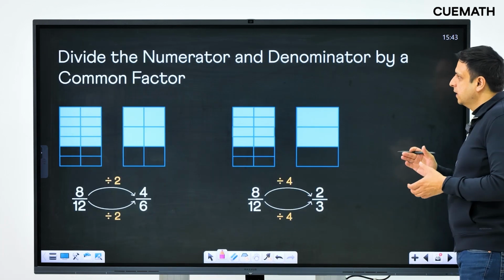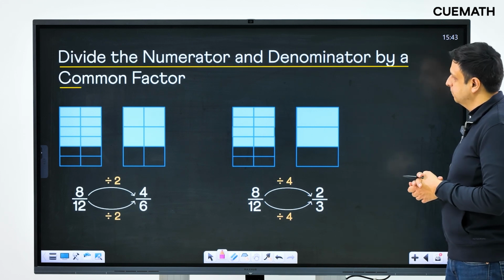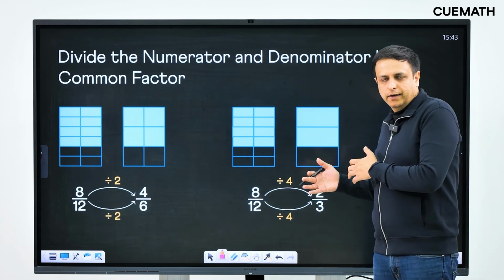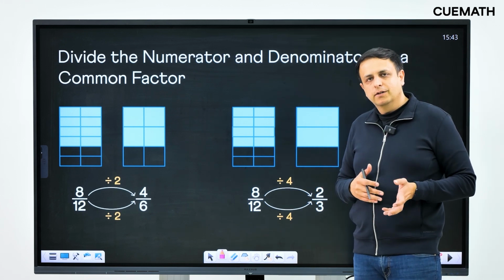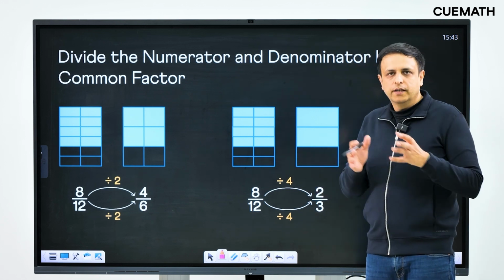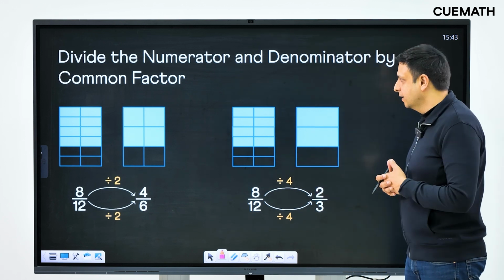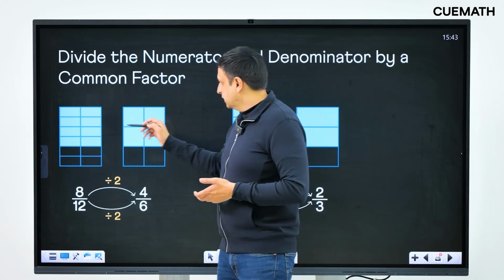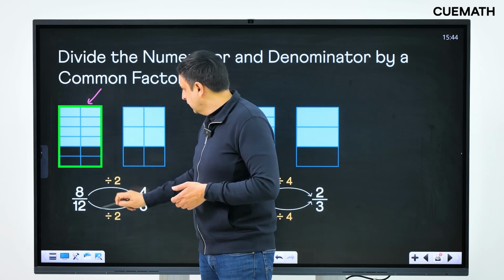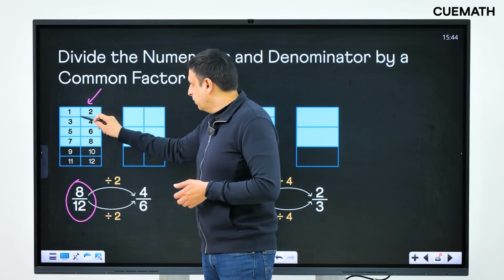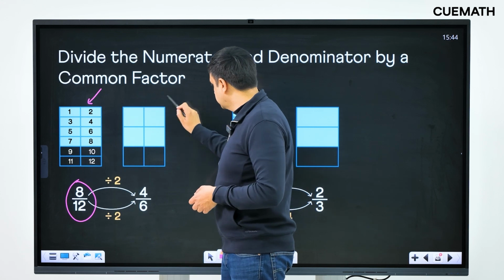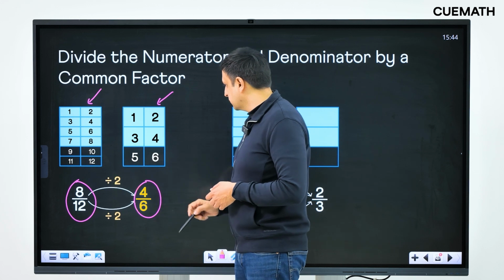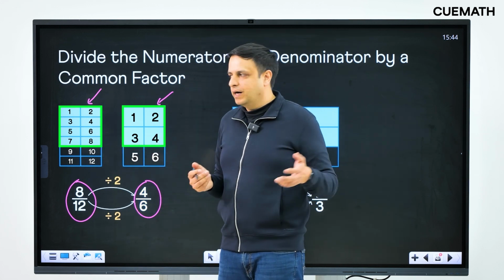Okay, let's keep going. Divide the numerator and denominator by a common factor. So what this slide is really telling us is, just like we can multiply the numerator and denominator by the same number to get an equivalent fraction, we can also do the reverse. We can divide the numerator and denominator by the same factor to get an equivalent fraction. And it's very easy to see why that works. For example, in this case, you have this fraction here, 8 over 12, because you have 12 equal parts, 8 of them are shaded, and this here is the whole divided into 6 equal parts, 4 of them are shaded, so this is 4 over 6, and you can clearly see that the 2 of them are equivalent.